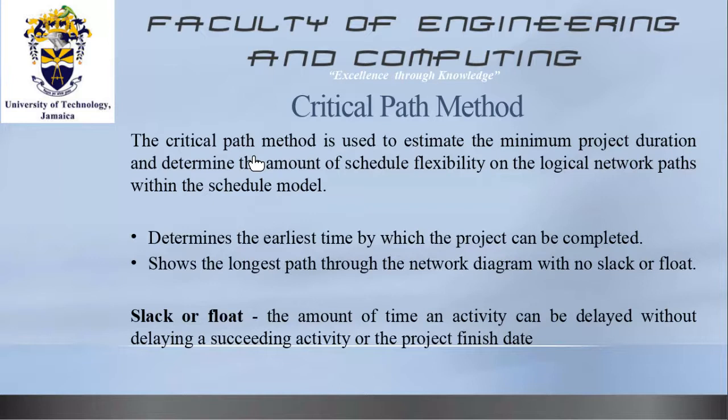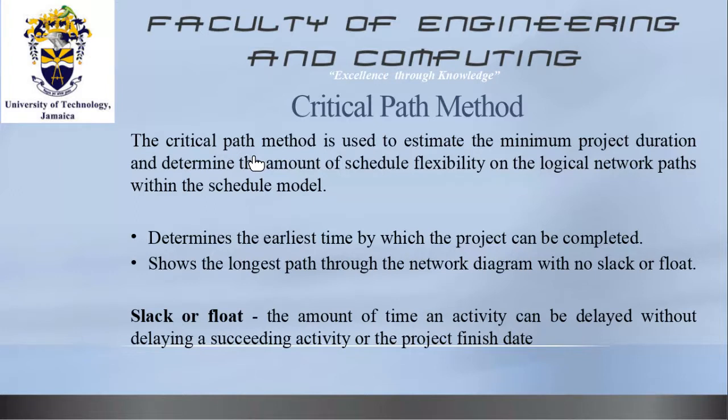And what is a slack or float? A slack is the amount of time an activity can be delayed without delaying a succeeding activity or without delaying the project finish date. There's a third component I would like to add to a slack or float. A slack is the amount of time that an activity can be delayed without placing it on the critical path. So if the activity has slack, that means it is not on the critical path because there's no activity on the critical path that has a slack.